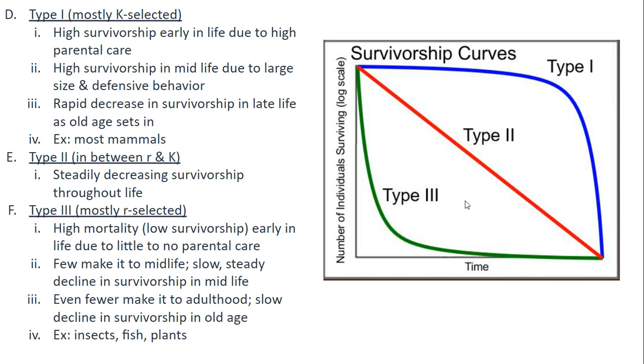Now, remember the three topics we've discussed: a specialist versus a generalist, an R versus a K, and survivorship curves. These are all reproductive strategies or characteristics of species that are going to, over time, influence how they grow and how that population is going to respond to certain changes.